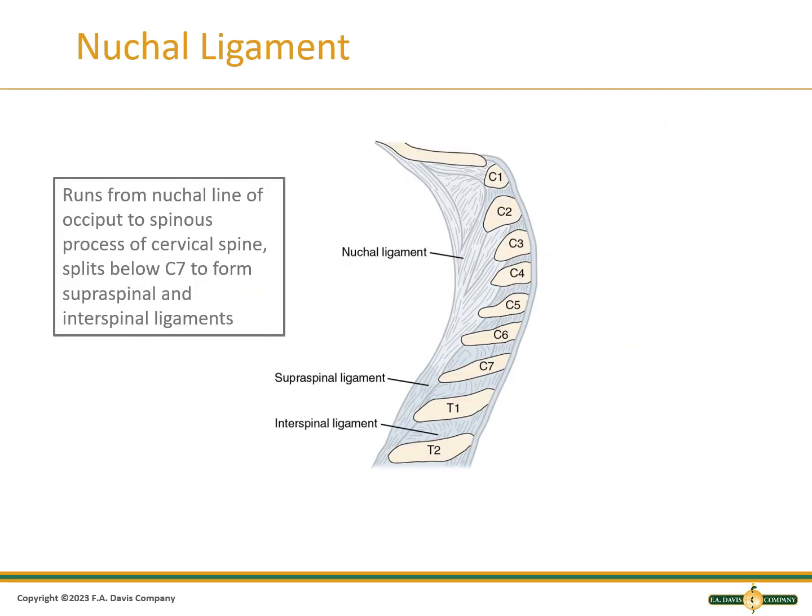Looking at the more posterior ligaments here, we start at the most superior aspect where we have our nuchal ligament, and that runs from the nuchal line of the occiput to the spinous process of the cervical spine. And then at C7, it splits to form our supraspinal ligament, so above the spinous process, and our interspinal ligament between the spinous processes. And so we can see there our supraspinal ligament runs from tip to tip of our spinous processes, where our interspinal ligament runs in between to run up towards the vertebral body.